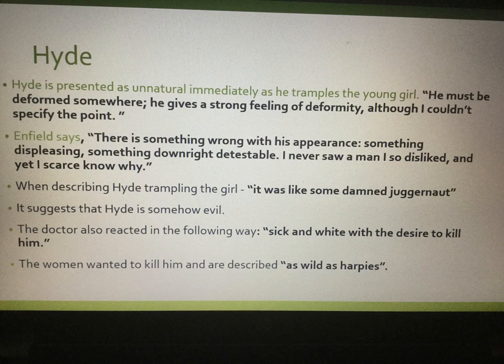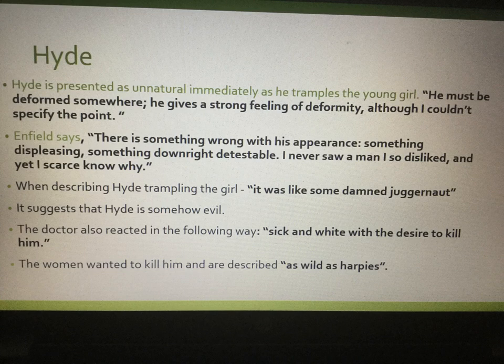I have repeated the top quotation again just so you remember it. He is presented as unnatural when he obviously immediately tramples the girl. "He must be deformed somewhere." Try and remember that. Enfield also says, "there is something wrong with his appearance. Something displeasing. Something downright detestable. I never saw a man I so disliked, and yet I scarce know why." So look at the alliteration as well in displeasing and downright detestable.